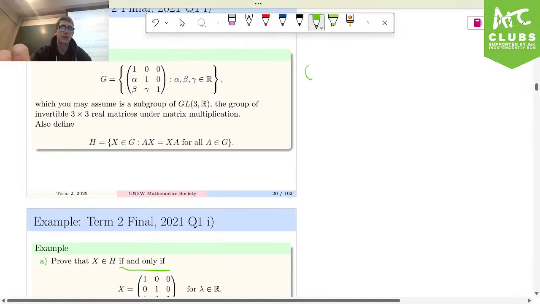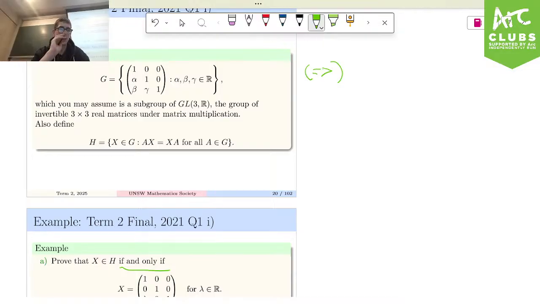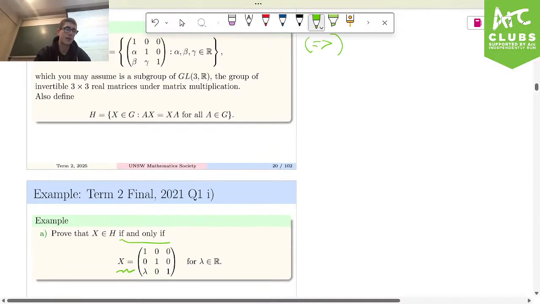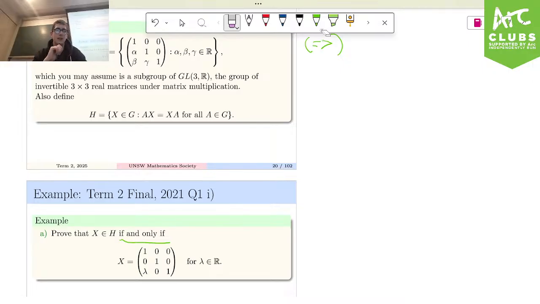Our first case will be proving that if we take this type of element X with this type of structure, then this is in fact in H. So if we take this element X, for some scalar lambda, we want to show that XA is equal to AX. And so let's have a look at how we can briefly do that.